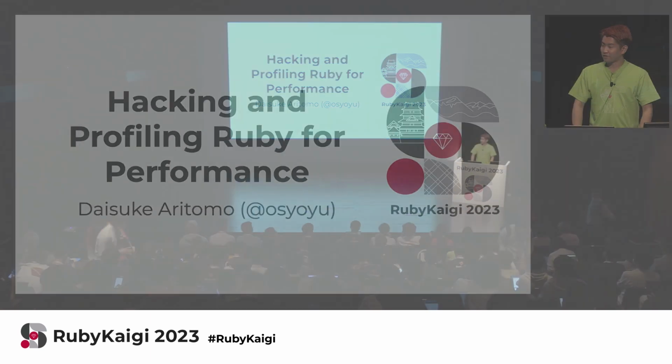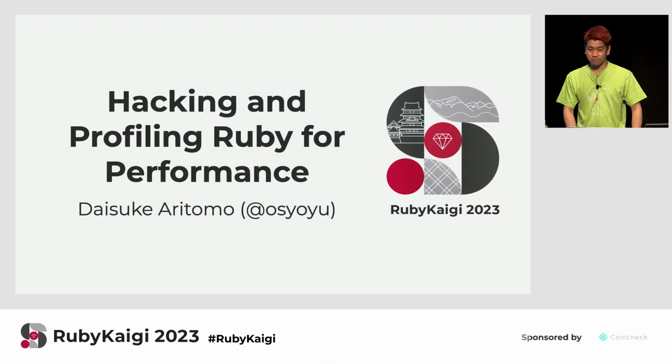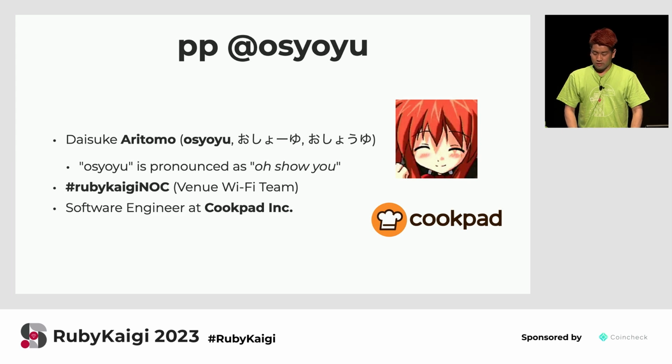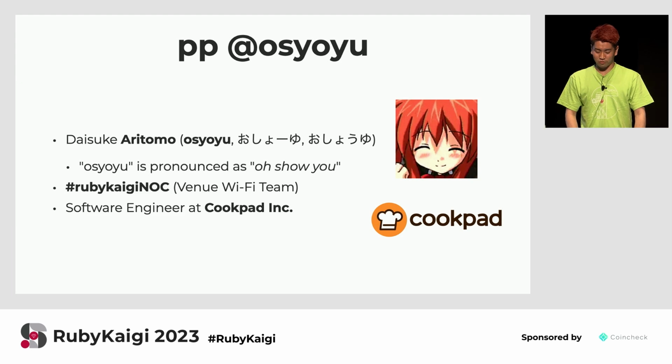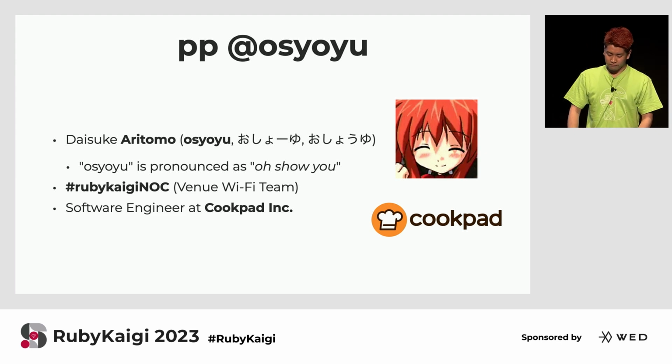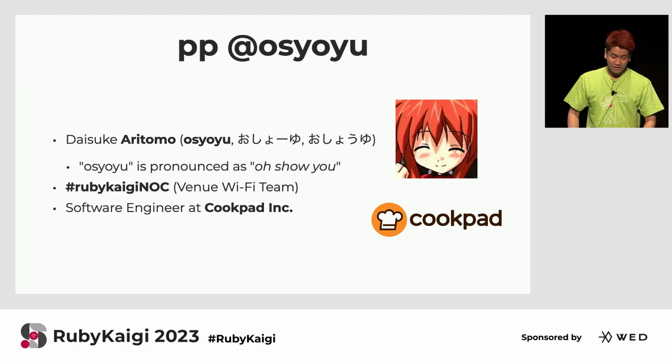So today I'm going to talk about hacking and profiling Ruby for performance. My name is Daisuke Aritomo. My friends call me Oshoyu. And I'm a member of the RubyKaigi NOC, which is a network operations center. So it's kind of the Wi-Fi team. I was dragging cables here and there from day zero. And I work at CookPad as my day job.